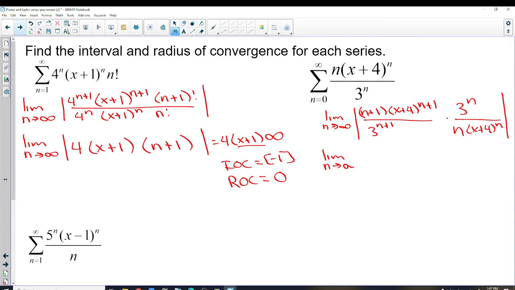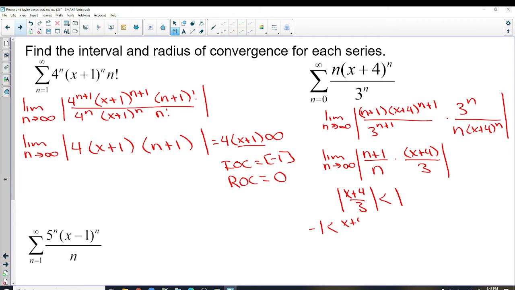Limit as n approaches infinity, absolute value of n plus 1 over n. So we have n's in both the top and the bottom. Then we have, looks like an x plus 4 on the top and an extra 3 in the denominator. So this is just going to be a nice interval with a nice radius. Absolute value of x plus 4 over 3 is less than 1. Split it up. Multiply. Whoops, not 1. 3.